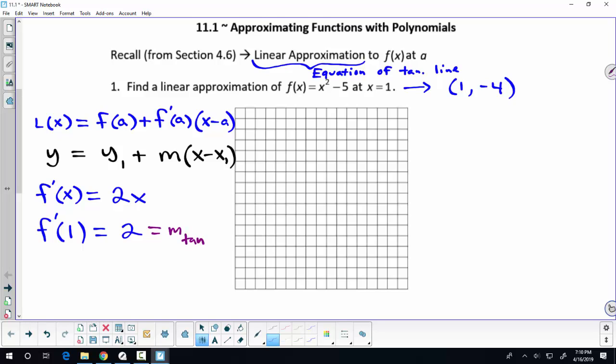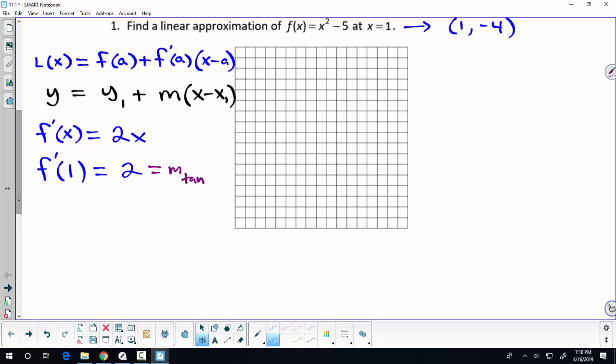Which gives us the slope of the tangent line on that function at that point. So we've got a point and a slope. That's all we need for the equation of the line. So the linear approximation is f of a plus f prime of a times x minus a.